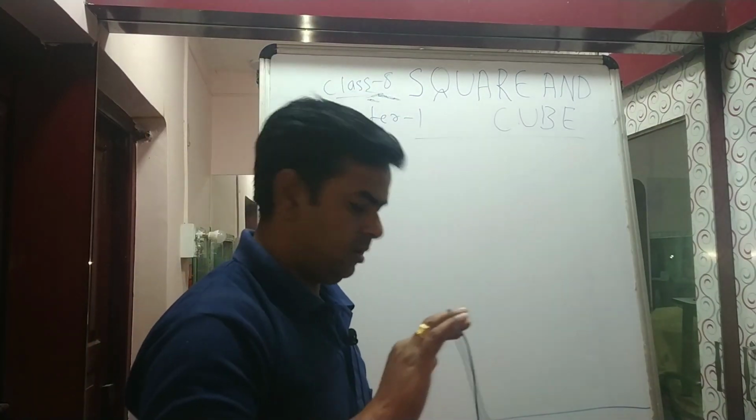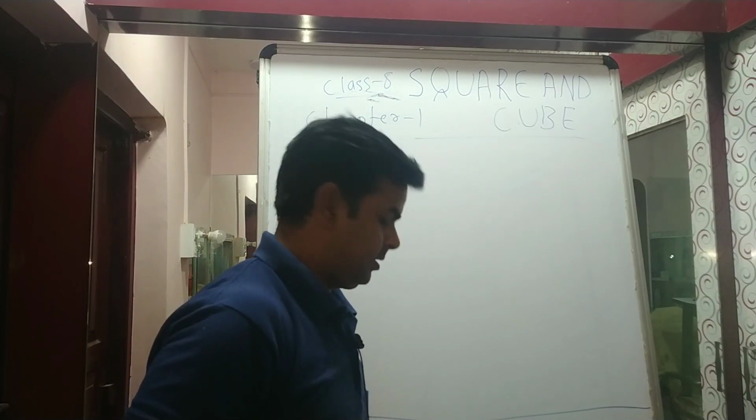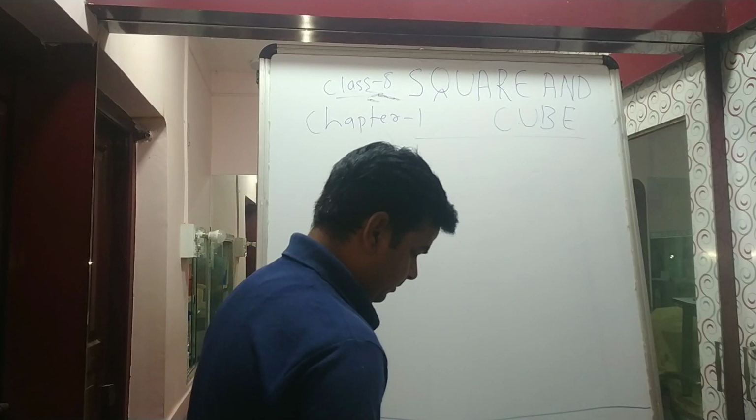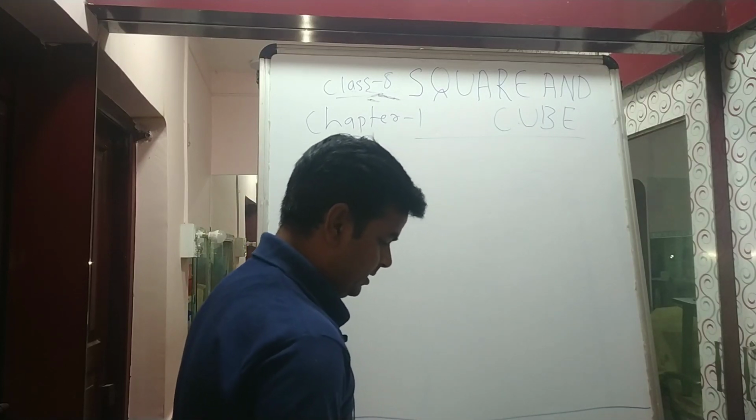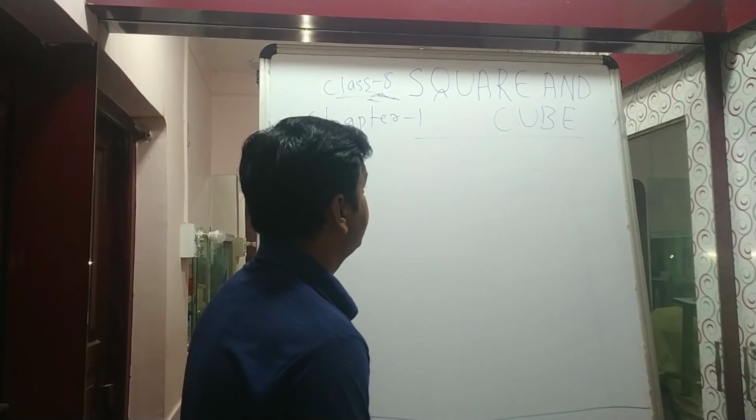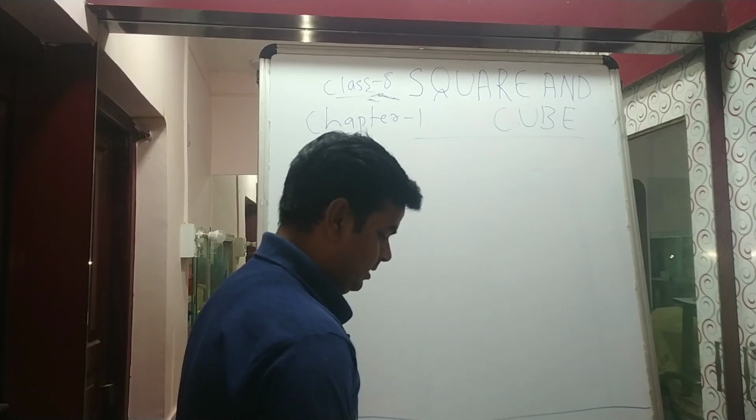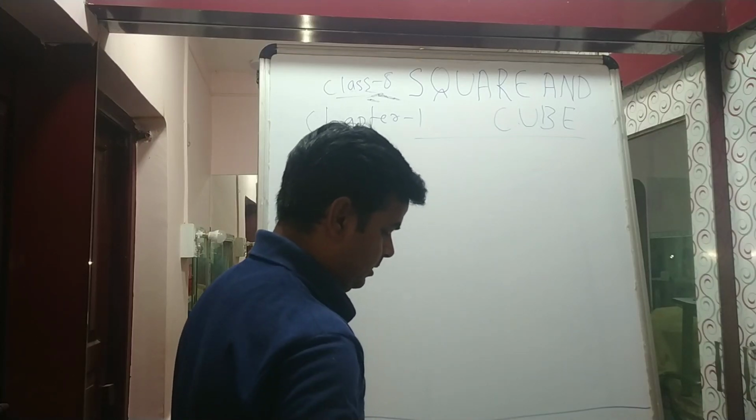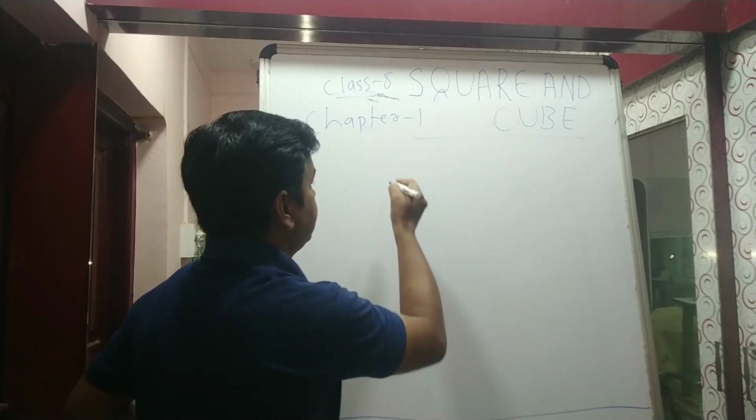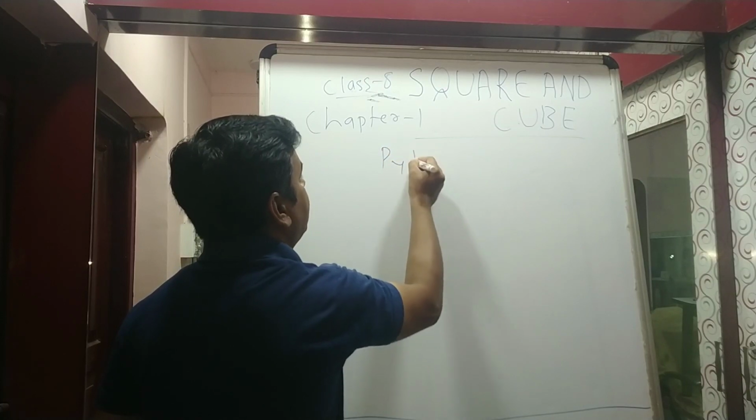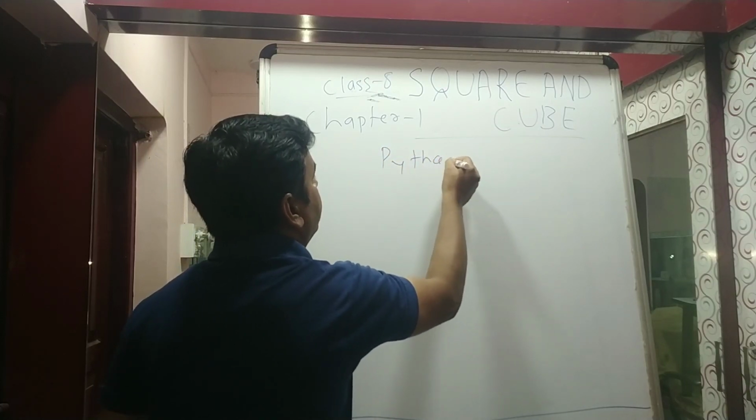Hello students, today is the second class of class 8 and this is chapter 1, that is square and cube. We started this chapter and only one class happened. This is the second class. In this class we'll understand what is Pythagorean triplet.